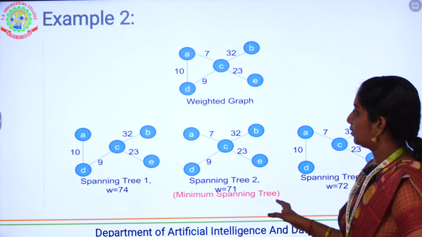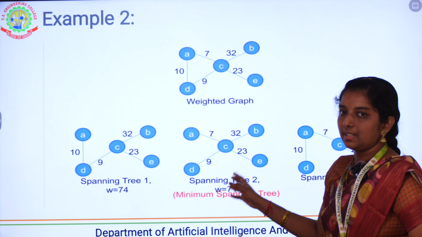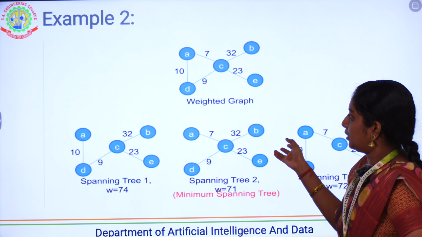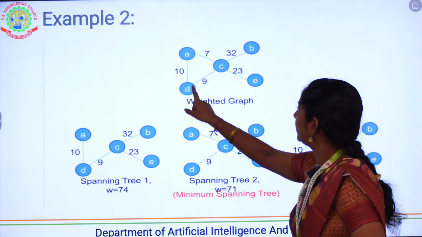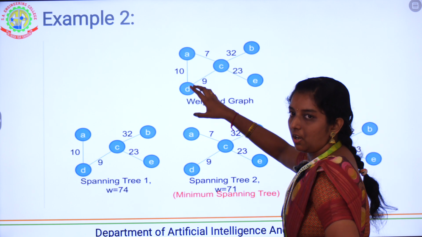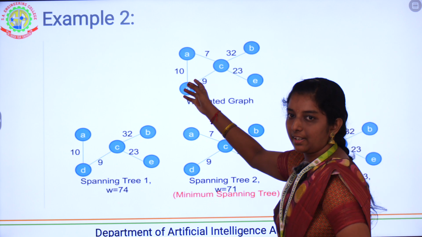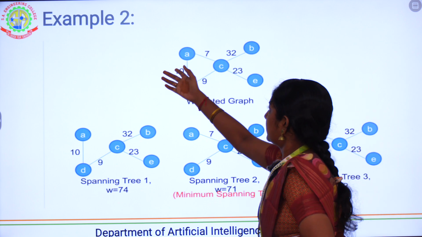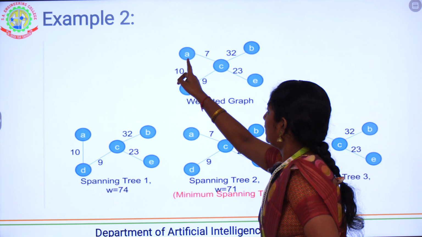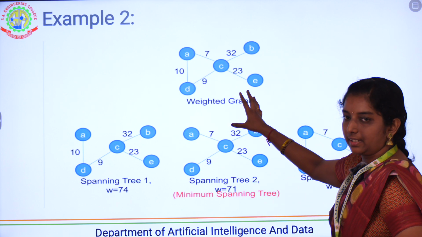This is example 2. Example 1 was the directed graph and example 2 is the undirected graph. In this undirected graph, the edges can go between all nodes without any priority of direction. So it can be A to C or C to A, A to D or D to A, just like an undirected graph.